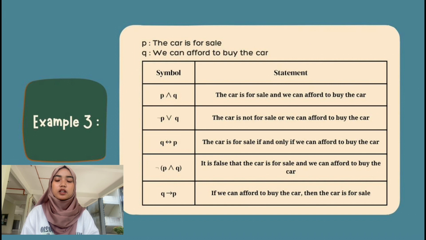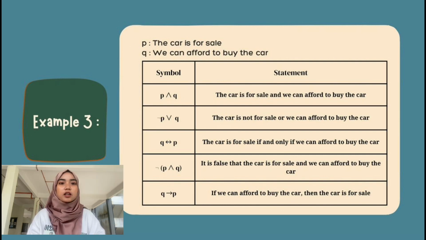So we continue to the third symbol, Q biconditional P. For biconditional we use if and only if. The statement for that symbol is the car is for sale if and only if we can afford to buy the car.